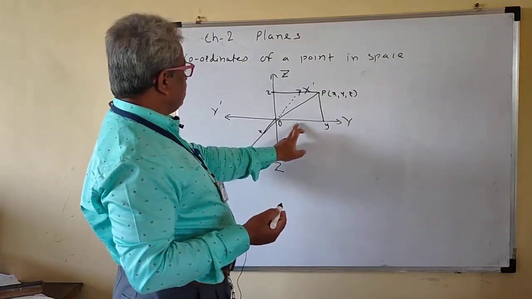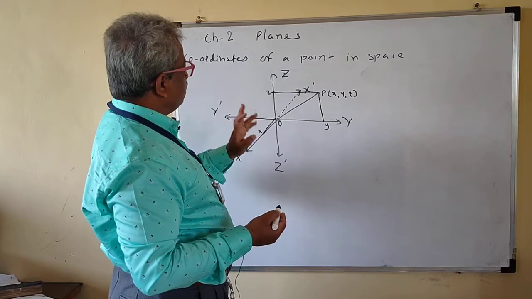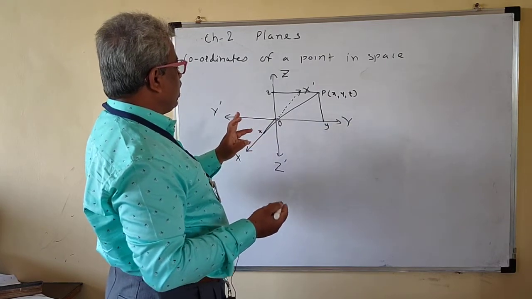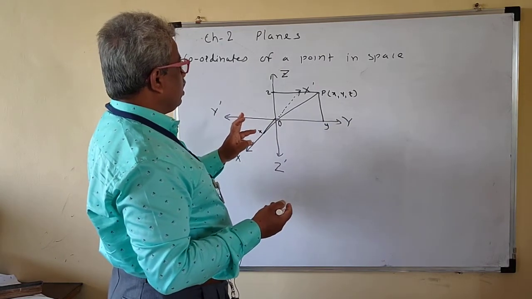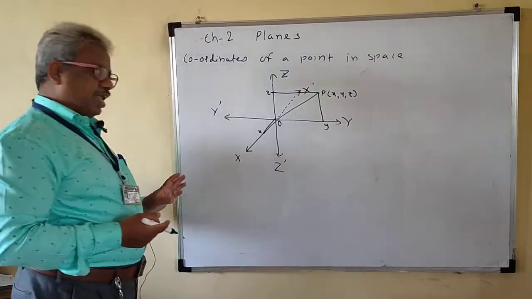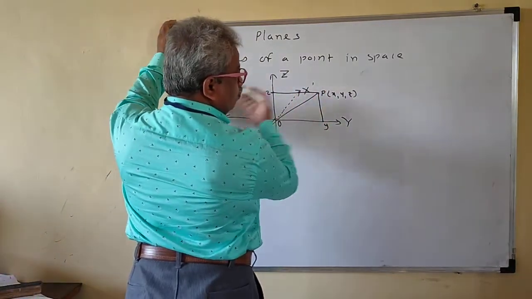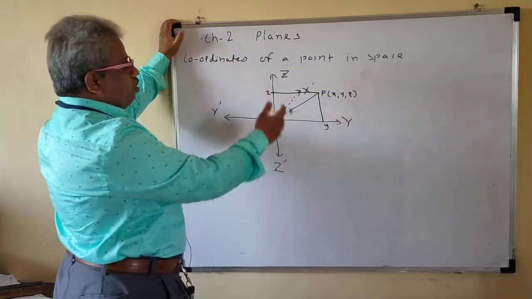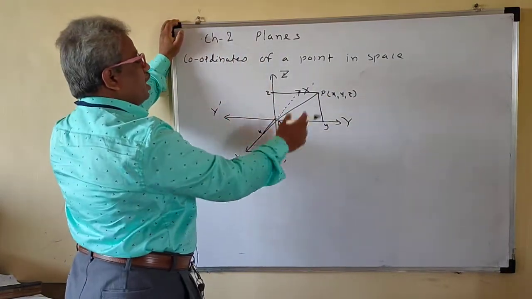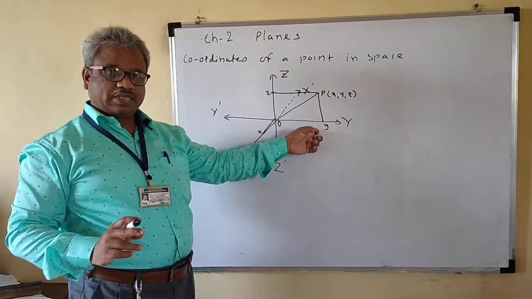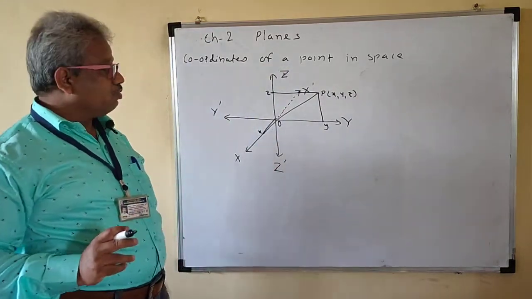Now this is your y-axis and this is your z-axis. Which plane do we take so that it contains the y and z axes? It will be this plane on the wall, which is parallel to the board. This is the YZ plane, because it passes through the y-axis and z-axis.